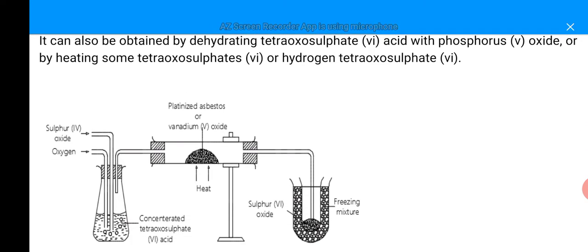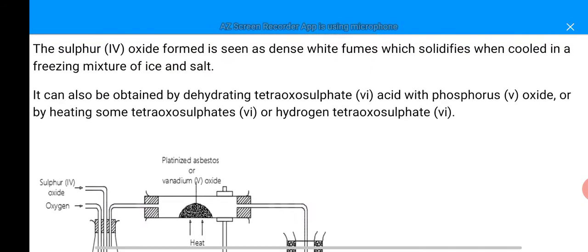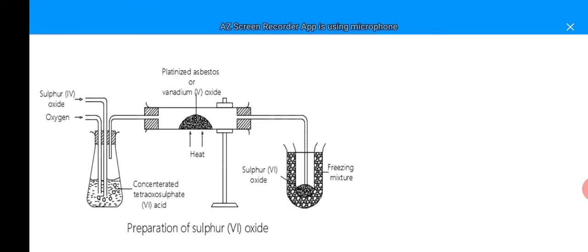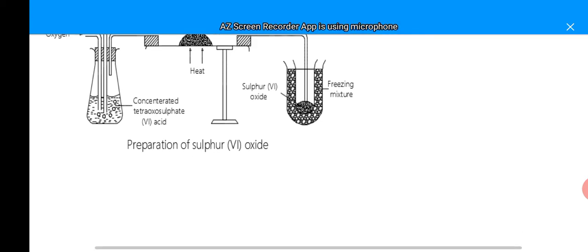The diagram here shows the simple analysis that we have made above. We have sulfur 4 oxide and oxygen entering through two delivery tubes, and they are passed over concentrated tetraoxosulfate acid. Then sulfur 6 oxide is liberated, and it is passed through platinized asbestos or vanadium 5 oxide. When it is passed through this, you have your sulfur 6 oxide in the freezing mixture, which contains ice and salt. Then that is your pure form of sulfur 6 oxide.